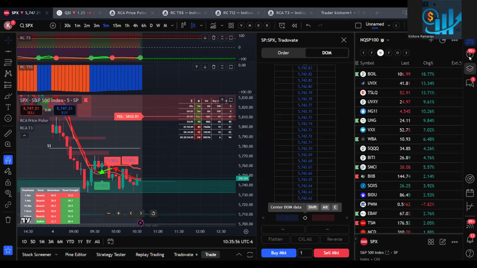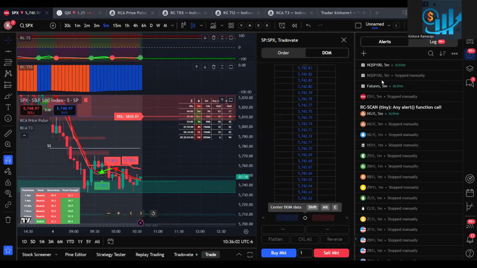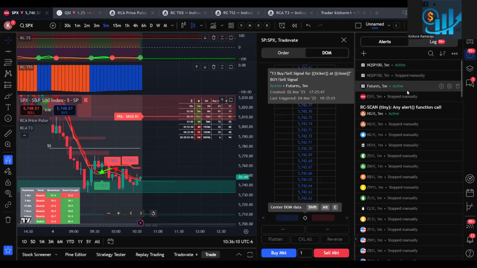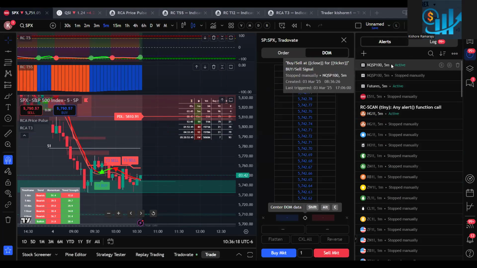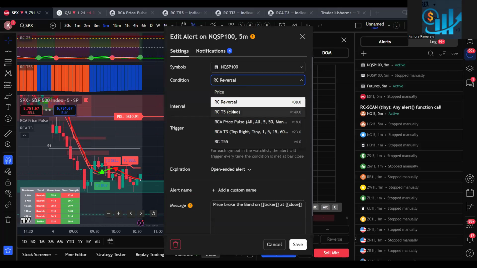So first thing is we can go and create an alert. For example, I'm creating an alert on this T3 buy sell alert. So whenever on any futures ticker I get a T3 buy sell signal, I can do the same thing even for all the stocks also. For futures and stocks, I'm going and creating an alert.